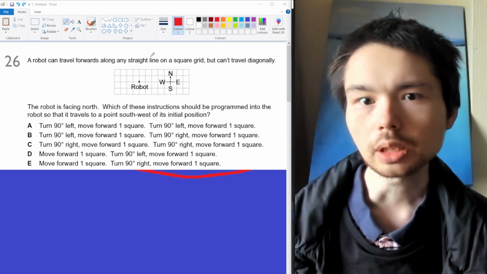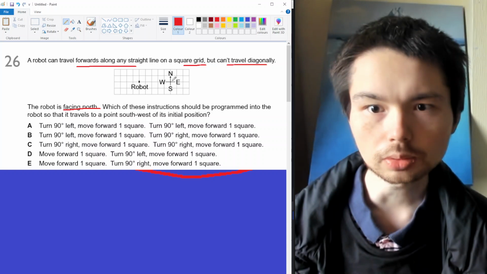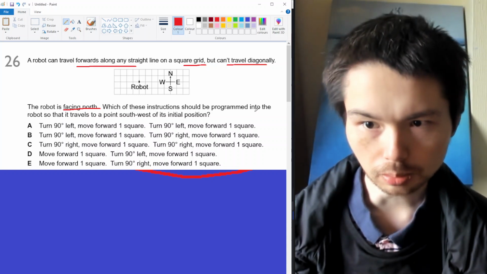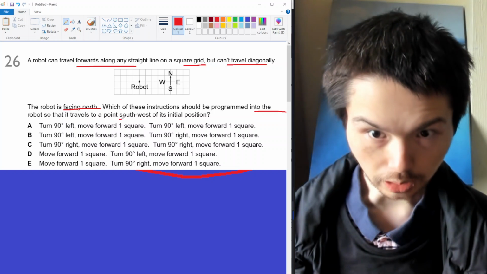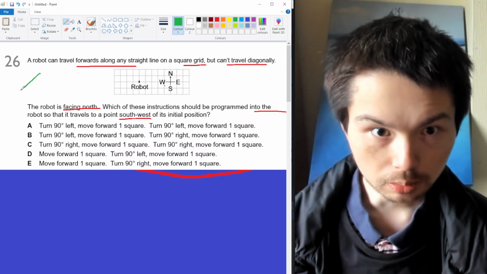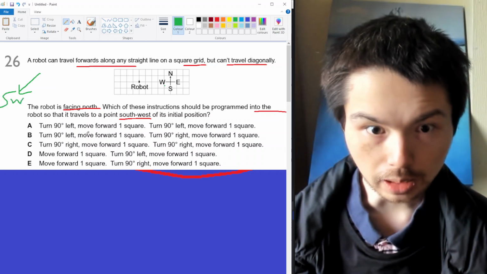A robot can travel forwards along any straight line on a square grid but cannot travel diagonal. The robot is facing north. So here. It's facing going up. Which of these should be programmed so it travels southwest? Let's put that here. Southwest will be going to the bottom right. Bottom left, I mean. A.